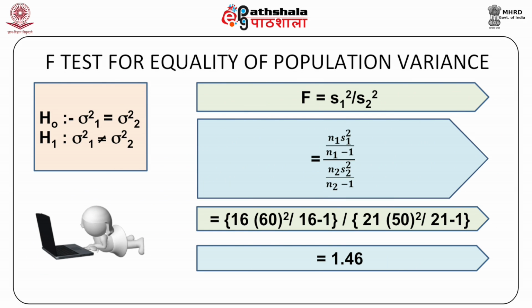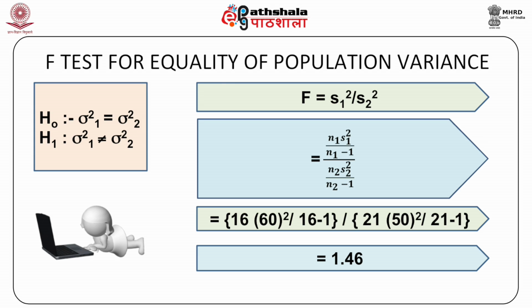Solution. Here, the null hypothesis is that sigma 1 squared is equal to sigma 2 squared. The alternative hypothesis is that sigma 1 squared is not equal to sigma 2 squared. The F statistic is given as S1 squared by S2 squared, which is equal to n1 s1 squared upon n1 minus 1 whole upon n2 s2 squared upon n2 minus 1. Now we substitute the relevant numbers: curly bracket open 16 into 60 squared whole upon 16 minus 1 curly bracket closed upon curly bracket open 21 into 50 squared by 21 minus 1 curly bracket closed.